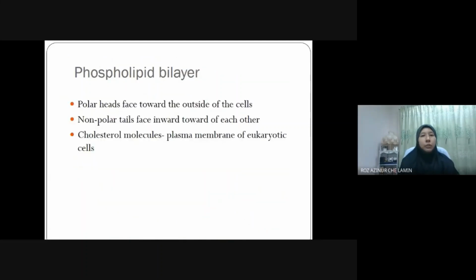For the phospholipid bilayer, it consists of a polar head facing towards the outside of the cells, and non-polar tails facing inward toward each other. It also consists of cholesterol molecules, which are mainly in the plasma membrane in the eukaryotic cells.